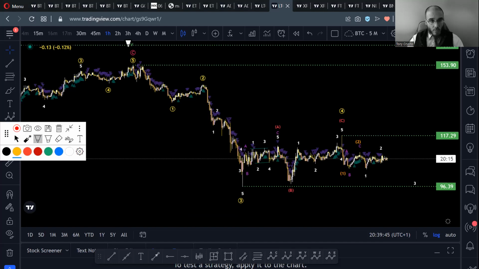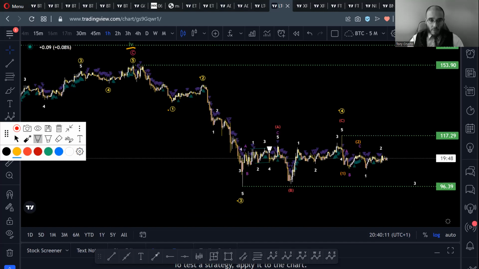Up here you have wave 4 of wave C. Since it's a C wave, it's impulsive, it has 5 waves in it: 1, 2, 3, 4, and we still have to accomplish its final 5th wave.